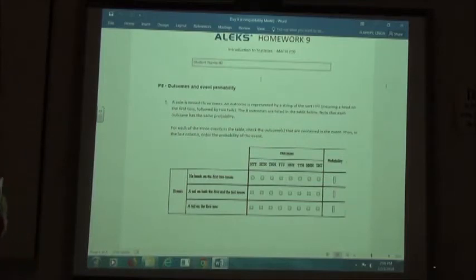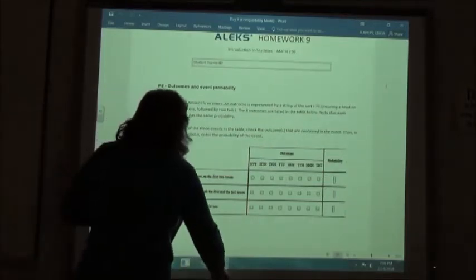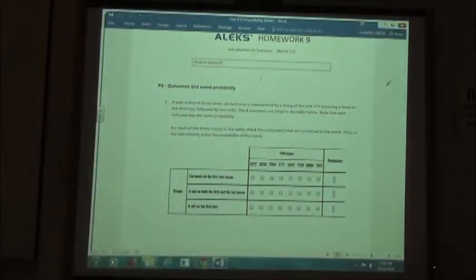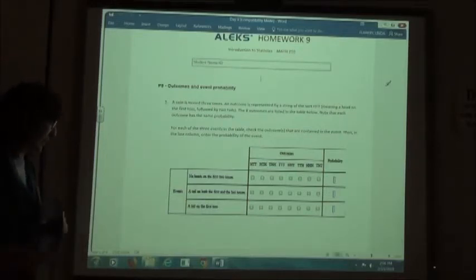Note that each outcome has the same probability. So they want us, for each of the 3 outcomes in the table, check the outcomes that are contained in the event, then in the last column enter the probability of the event.